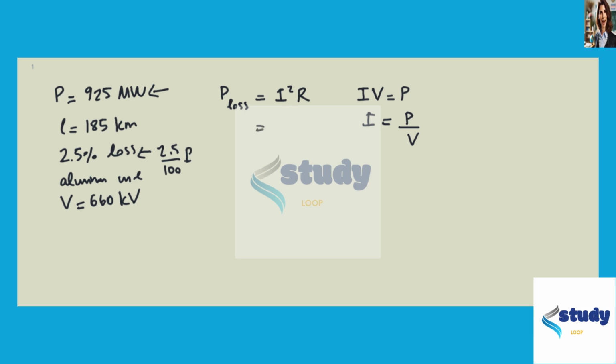So this I squared times R, let's write it in terms of the total power: P squared over V squared, then times R. This has to be equal to 2.5 over 100 total power, right? In both sides we have total power, so we can cancel them out. Then power divided by voltage squared times the resistance is going to be equal to 0.025.